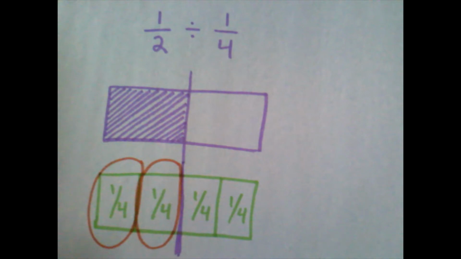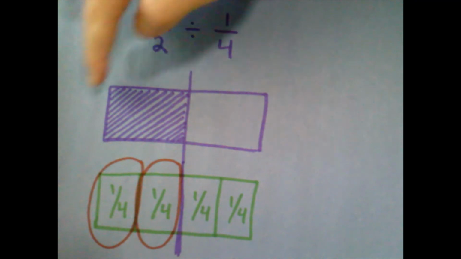Now I want to introduce these two terms. You may have heard them before, but it's dividend and divisor. This is the dividend. The first number in our division problem is the dividend, and the divisor is at the end of the problem.